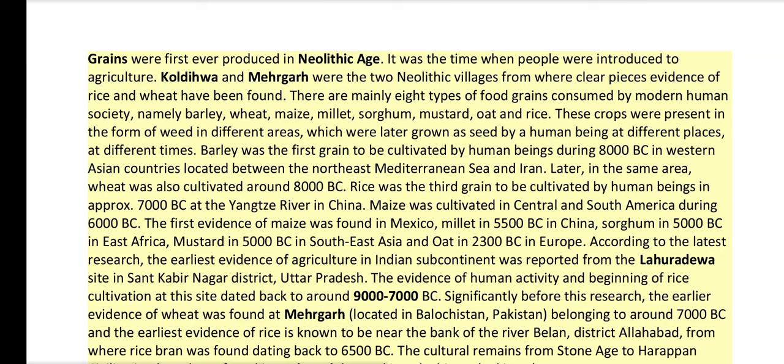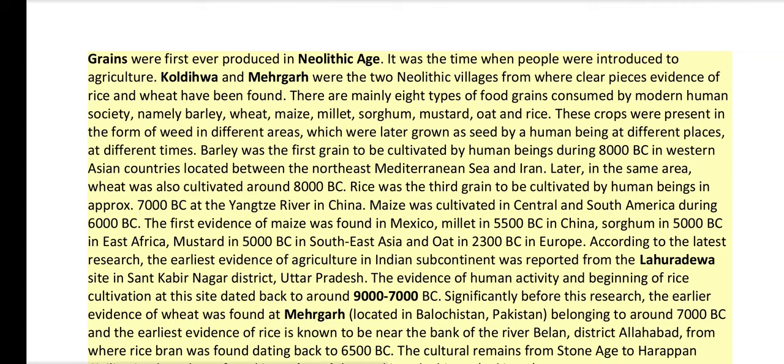According to the latest research, the earliest evidence of agriculture in the Indian subcontinent was reported from the Lahuradeva site in Sant Kabir Nagar district, Uttar Pradesh. The evidence of human activity and beginning of rice cultivation at this site dated back to around 9000-7000 BC.